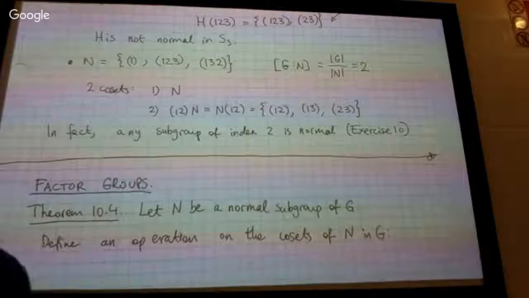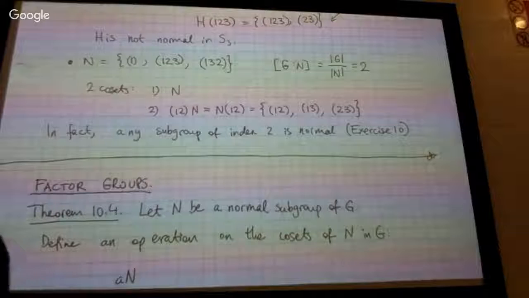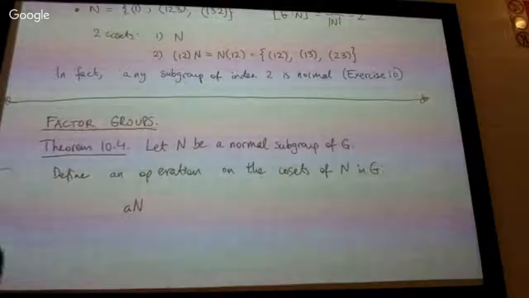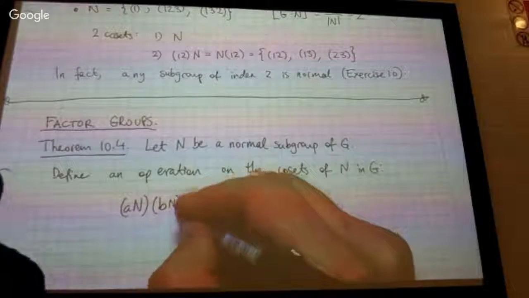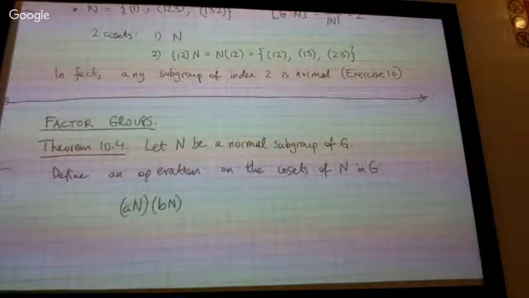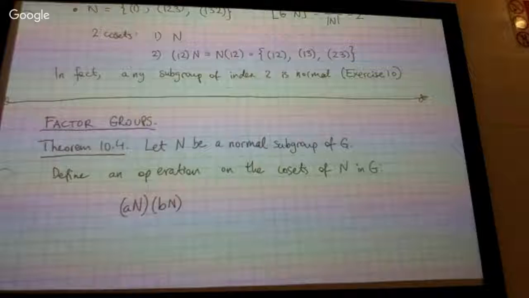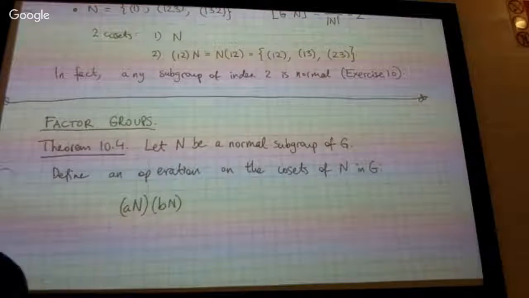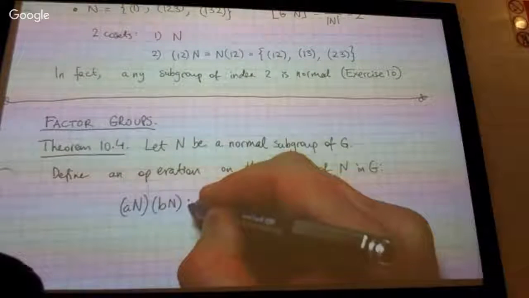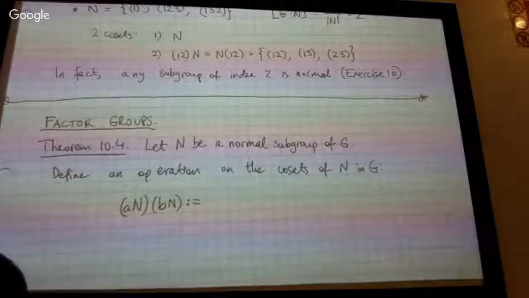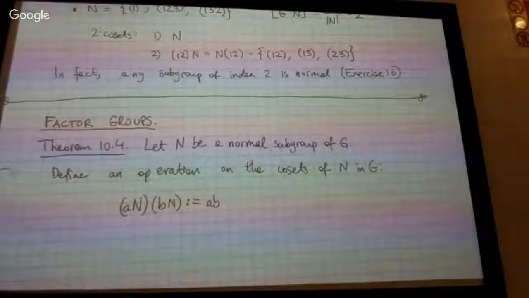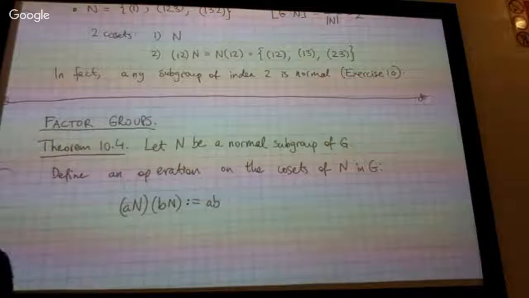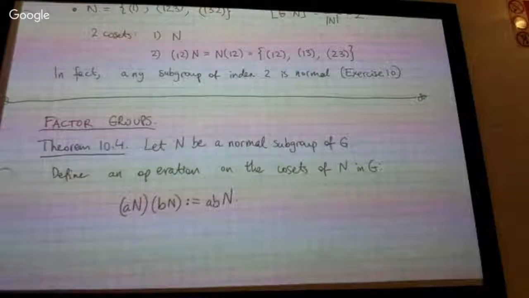So what is a coset? It's A times n. And we want to define an operation where we operate with another coset, B times n. And the only way that this can really be defined is we know how to multiply AB. That's an element of the group. Times n.